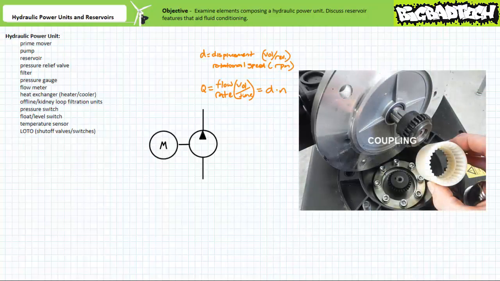It should be noted that very rarely are the drive shaft of the prime mover and pump directly coupled together, but rather this interaction occurs by means of an intermediary coupling. The coupling's purpose is to compensate for shaft misalignment between the prime mover and pump and allow a technician to take the pair apart for repair or service.